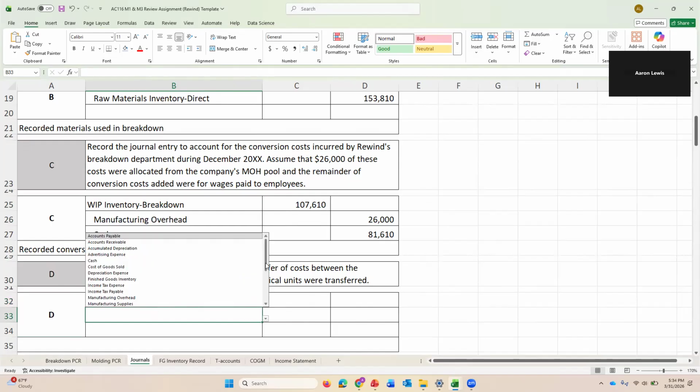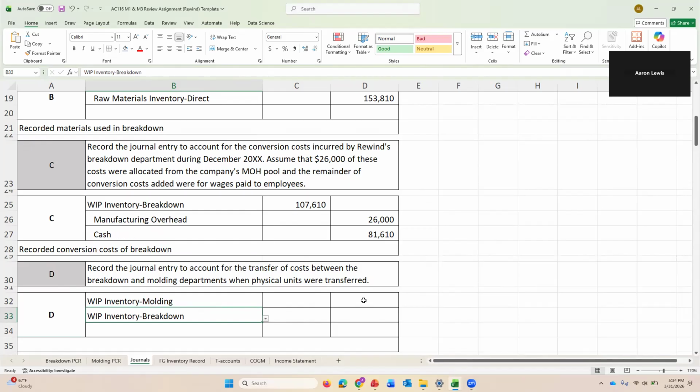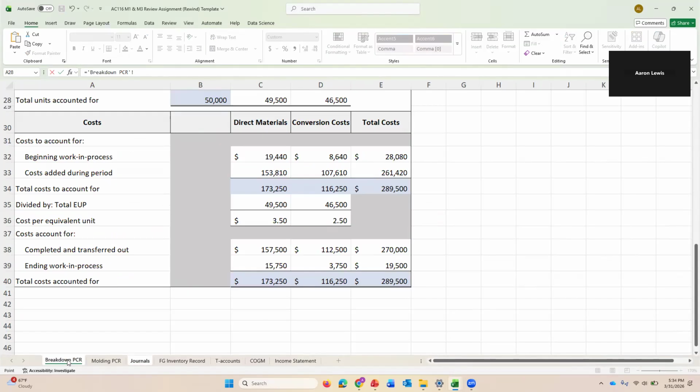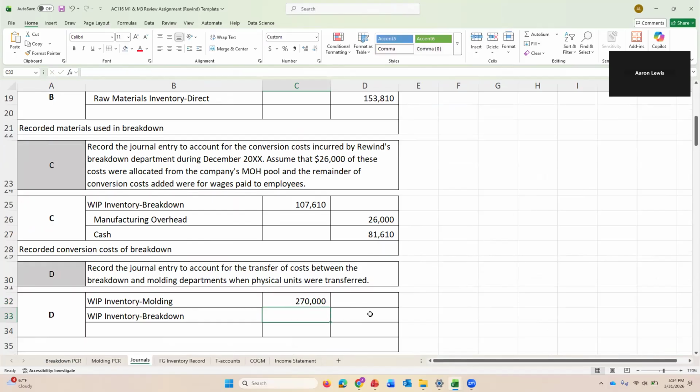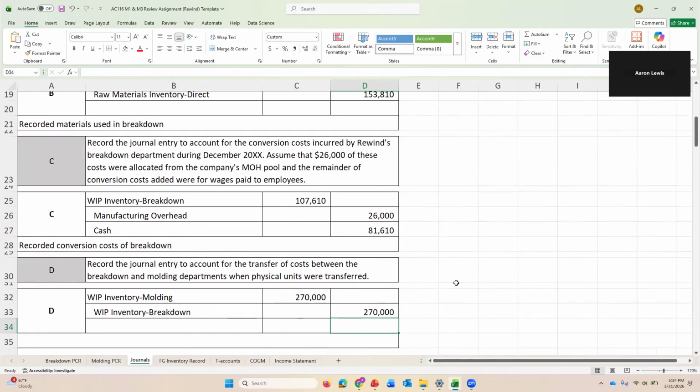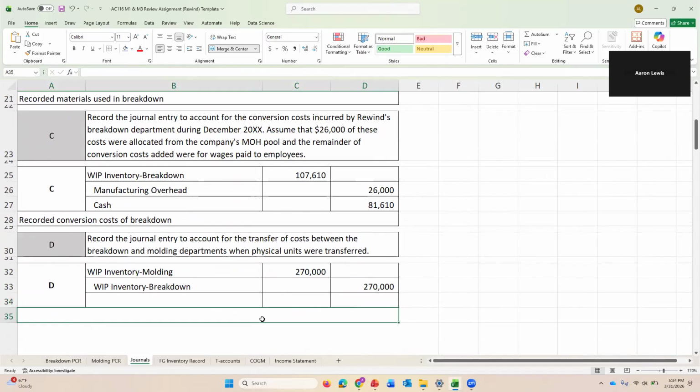And whatever department it's coming out of, you've got to decrease the WIP account for that department. And assets, if they go up with a debit, they go down with a credit. So we're going to credit WIP inventory breakdown. And this is for the amount of cost that was transferred between the two departments. Well, I can find that on either department's PCR, but I'll go back to breakdown over here. What was the total cost of the units that were completed and transferred out to the molding department to be molded into finished bins? And our answer is 270,000. So in this journal entry, I need a debit to WIP inventory molding for 270 and a credit to WIP inventory breakdown for 270.